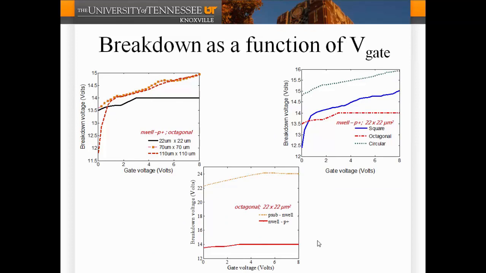When we applied the gate potential, as you can see, increasing the gate voltage, which is applied to the control gate, all the devices show an increase in the breakdown voltage.